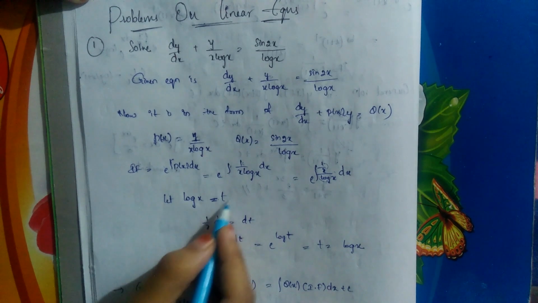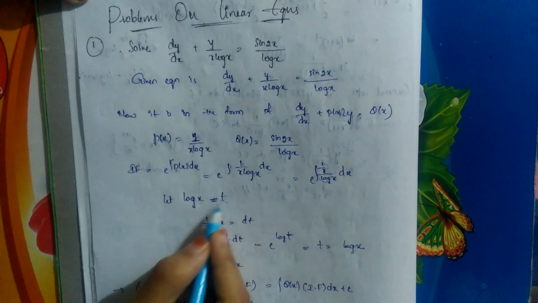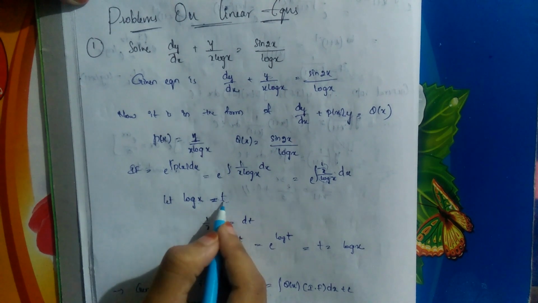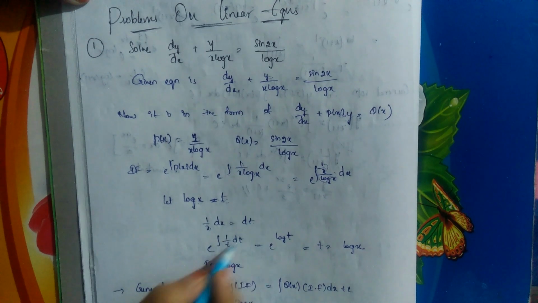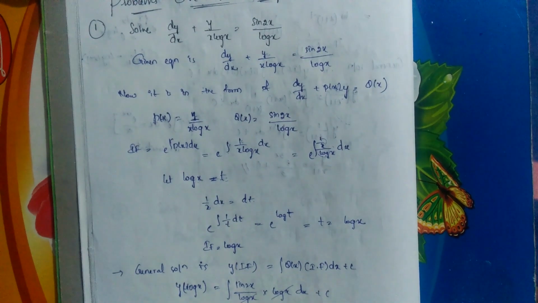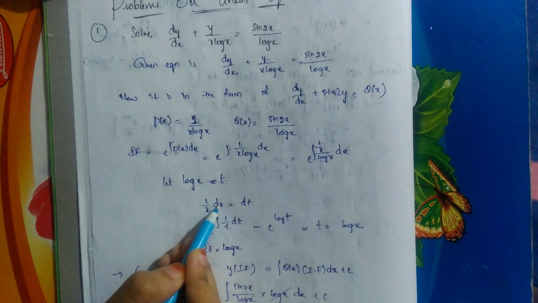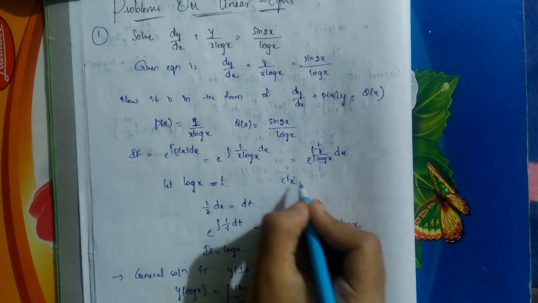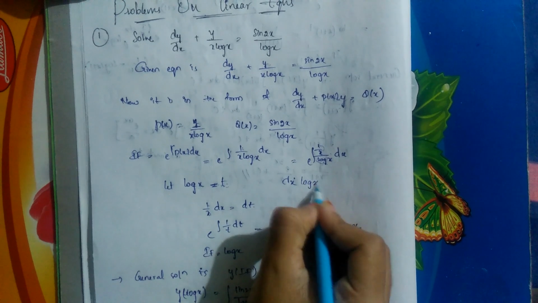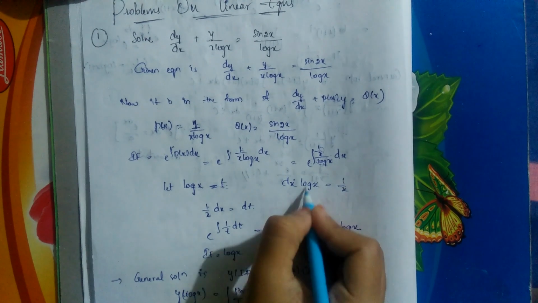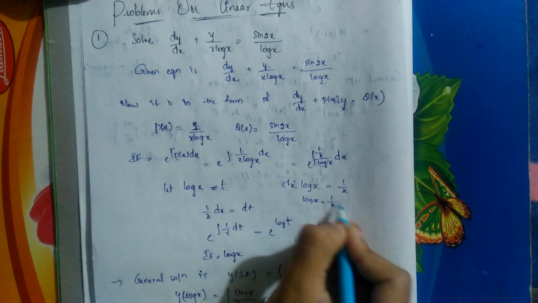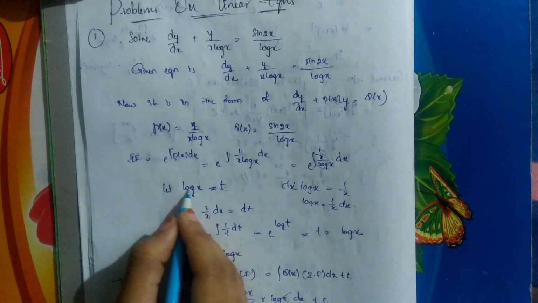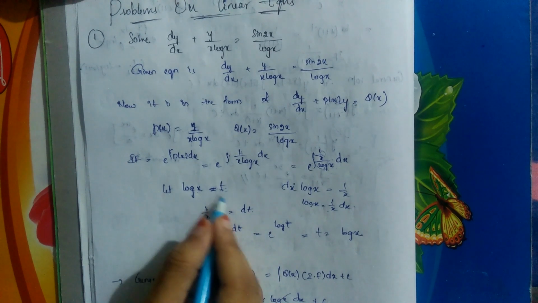When we take it as t, we have to differentiate on both sides. When we differentiate log x, we get 1 by x dx, and when we differentiate t, we get dt. The derivative of log x is 1 by x. So (1 by x) into dx is equals to dt.